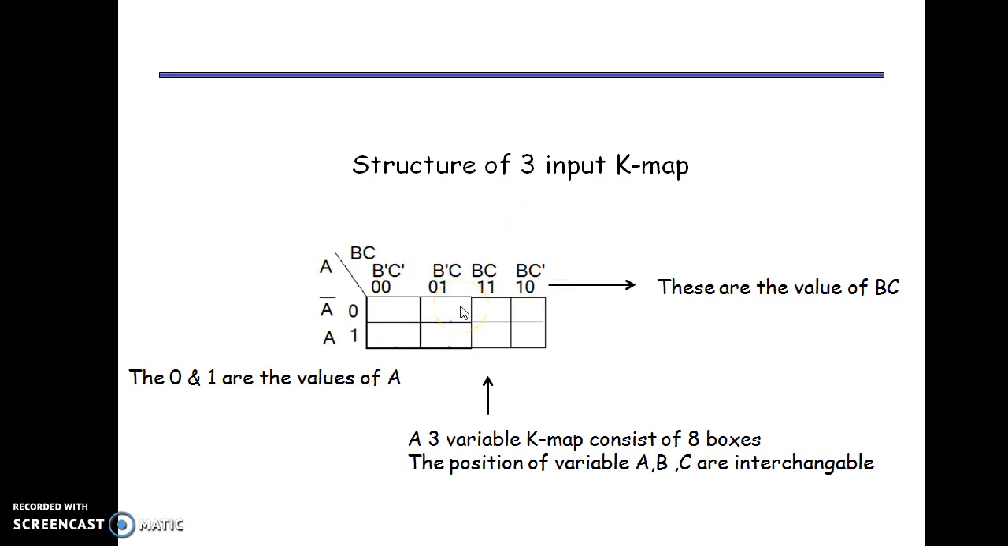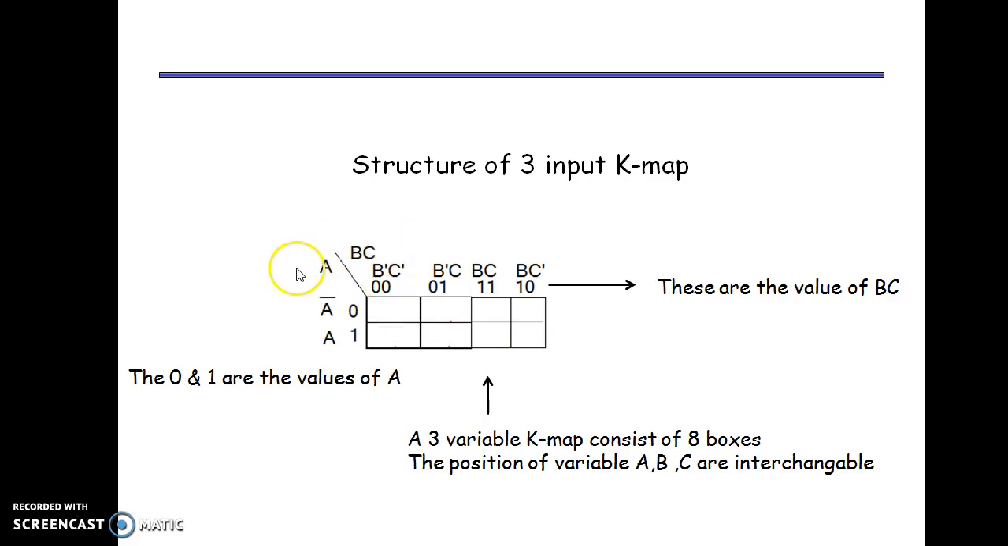Here it is showing the structure of a 3 input K-map. The 3 inputs are A, B and C. A can attain the value 0 or 1. Similarly, the values of BC can be 0 0, 0 1, 1 1 and 1 0. You can see the order 0 0, 0 1, 1 1, 1 0. It is not the order of binary numbers; it is like Gray code. So a 3 variable K-map consists of 8 boxes: 1 2 3 4 5 6 7 8.